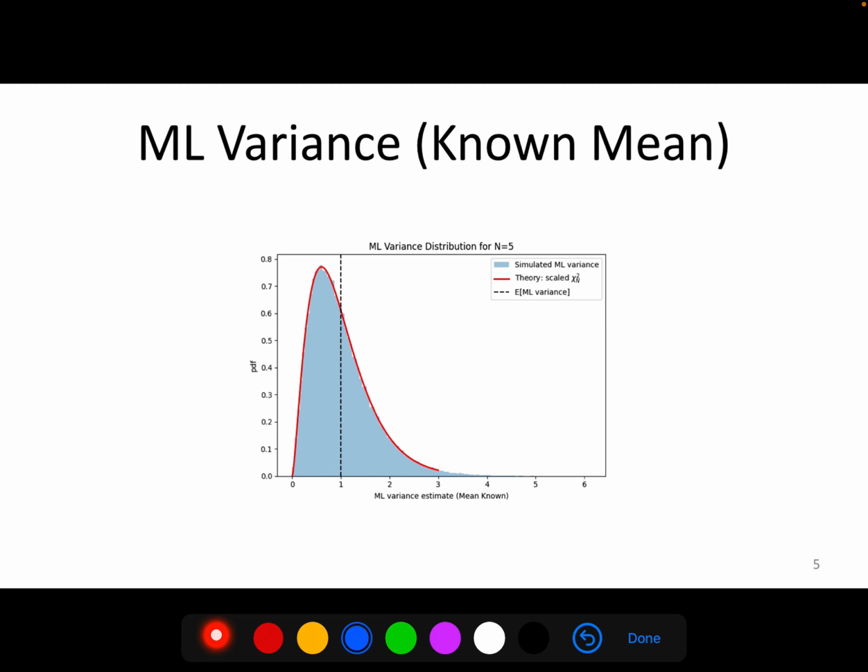Here is the simulation result. The scaled maximum likelihood estimate histogram can be perfectly fitted by the chi-square distribution. And in this case, there is no bias for the maximum likelihood estimate. The maximum likelihood estimate works pretty well. But this assumes we already know the true mean. In practice, we almost never do.